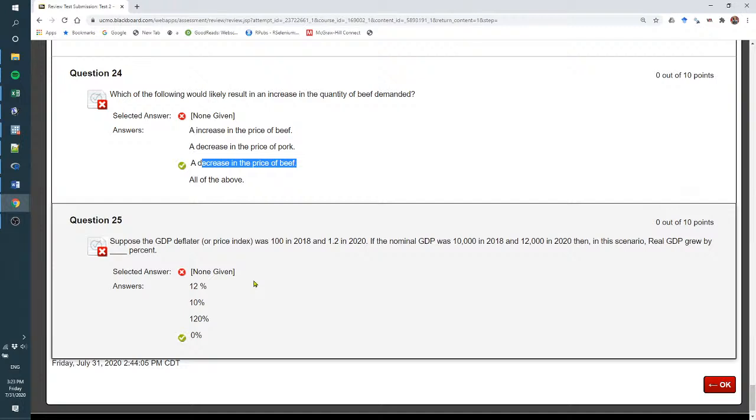Suppose the GDP deflator or price index was 100 in 2018 and 1.2 in 2020. If nominal GDP was 10,000 in 2018 and 1,200 in 2020, in this scenario, real GDP grew by X percent. All right, let's go ahead and just chart this out.